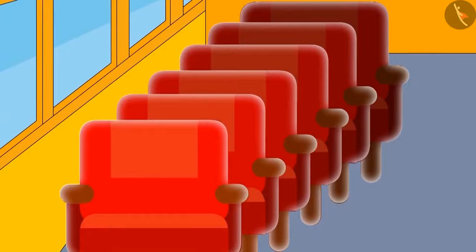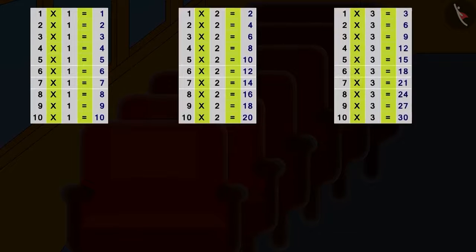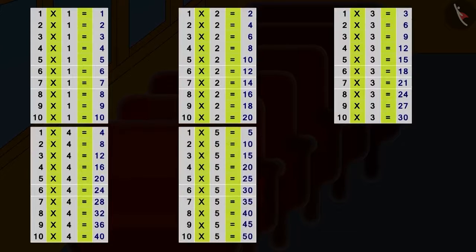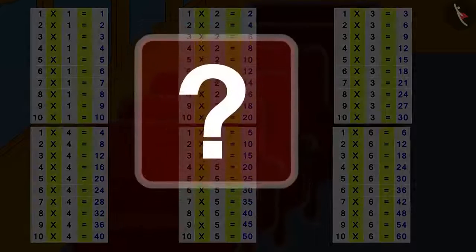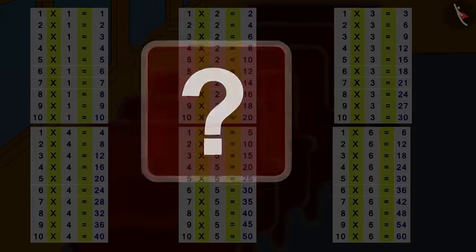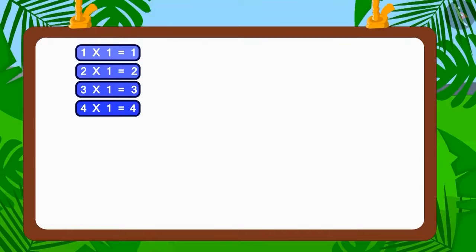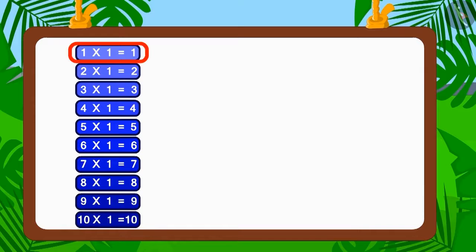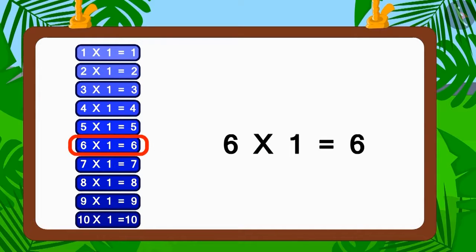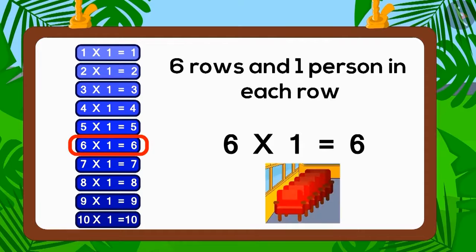To find the answer to this question, we will need to find the factors of 6. Do you want to learn an easy method to find factors? It is very simple. We need to identify the number tables in which the number 6 appears. Come, let's start with the table of 1. Does number 6 appear in the table of 1? Yes, 6 multiplied by 1 is 6. Therefore, 6 people can sit in this bus in 6 rows with one person sitting in each row.